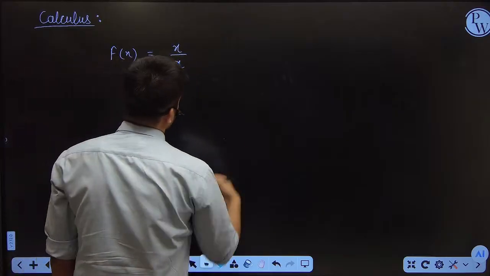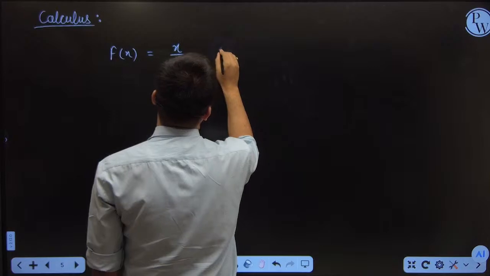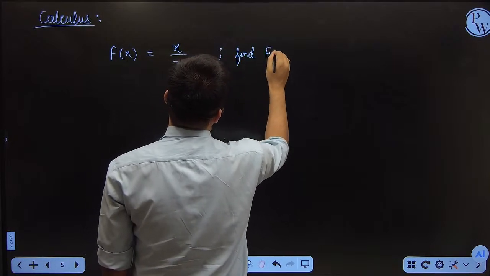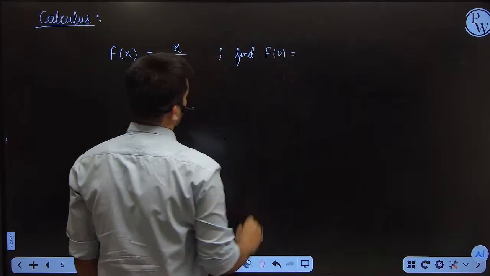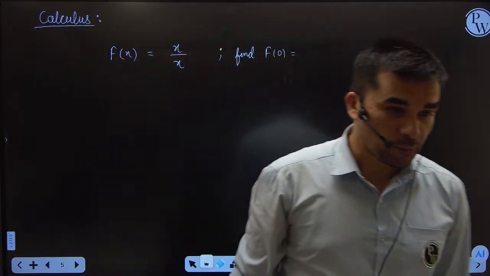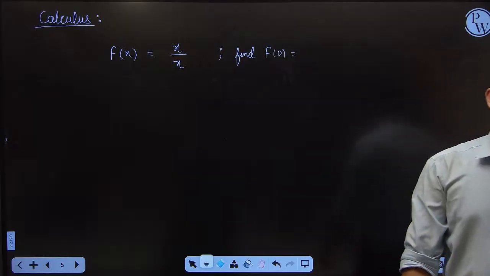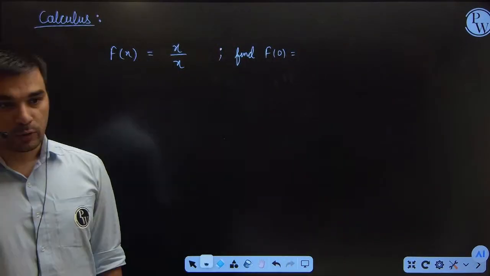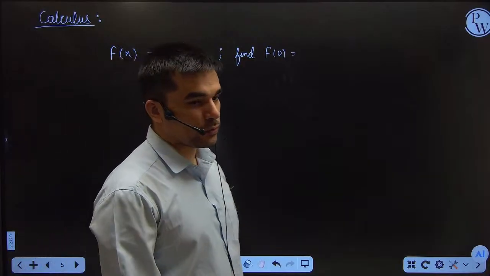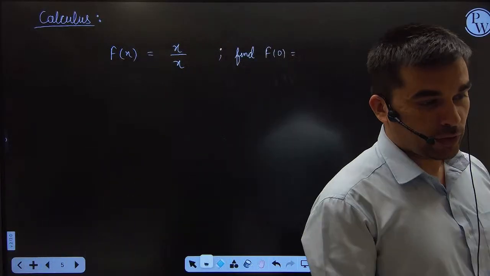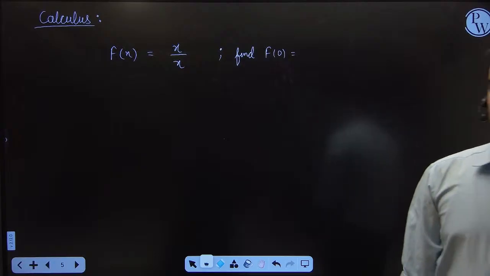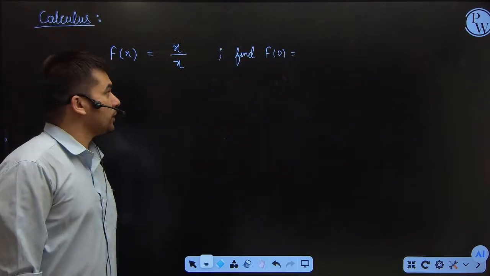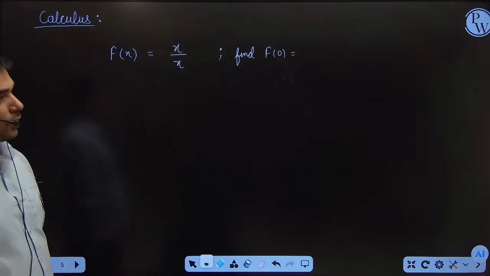Now if I ask you, find f of 0, what will your answer be in this case? f of x is equal to x upon x and f of 0 is what I want to find out. What will be the value of this? Undefined, right? This will be something called an undefined value. So 0 upon 0 is something which is not defined.